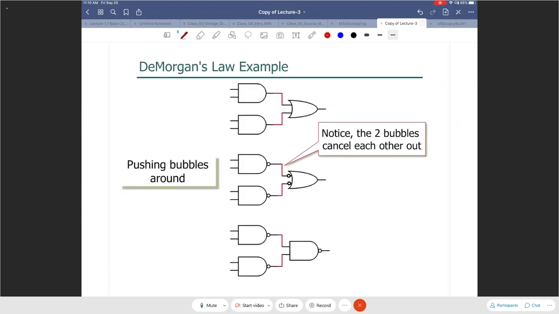Now let's take a look at De Morgan's law and the concept of pushing bubbles around. This turns out to be a fun topic because it is about graphing bubbles, but it can also become quite confusing. So let's try to deal with this. We know what De Morgan's law looks like in the form of an expression, but we are going to draw things related to De Morgan's law in terms of logic diagrams that are shown over here.